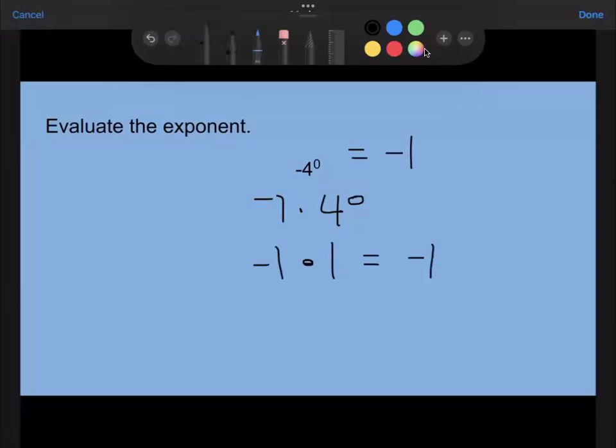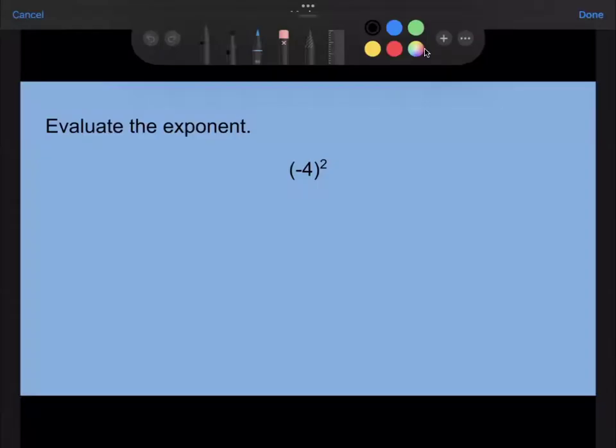Now, if that -4 was wrapped in parentheses like this, that would be a whole different thing, because now the negative is part of the base, and then any base to the 0 power is equal to 1. So that would be equal to +1.